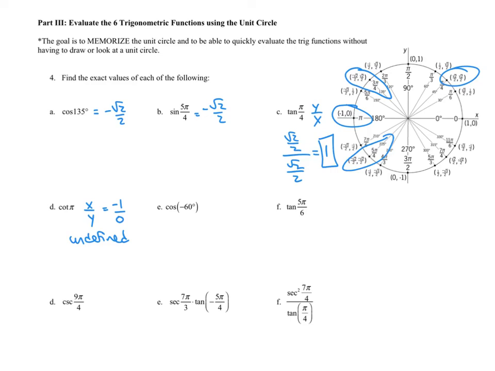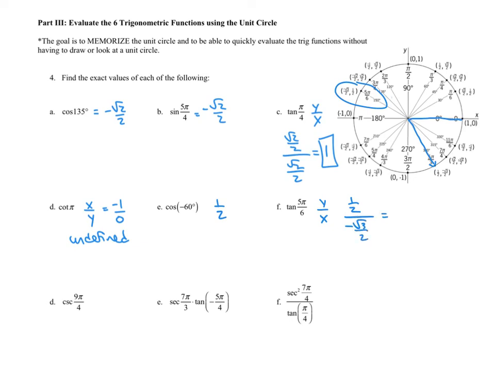Cosine of negative 60 degrees. Remember, for a negative angle, you swing down. So negative 60 degrees, if you start here and swing down 60 degrees, is going to be the same as 300 degrees if it were a positive angle. And then cosine of that angle is the x-coordinate, which is 1/2. Tangent of 5 pi over 6, right here in the second quadrant, is going to be y over x, which is 1/2 over negative root 3 over 2.